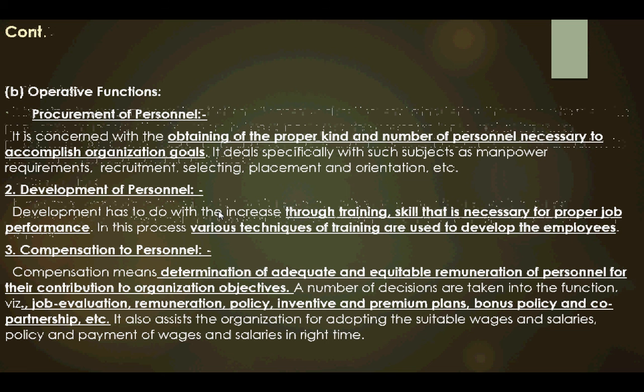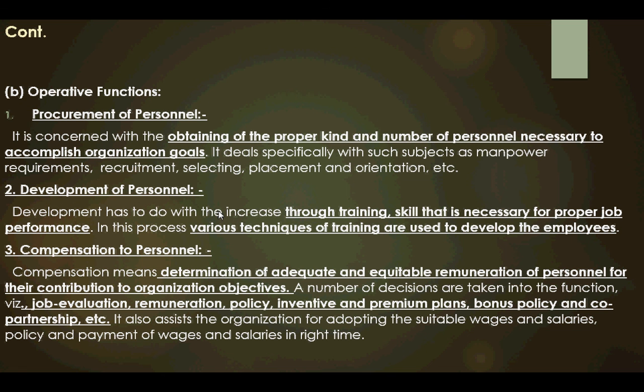Operative functions: procurement of personnel. It's concerned with obtaining the proper kind of people and number of persons necessary to accomplish organizational objectives. It deals specifically with such subjects as manpower requirement, recruitment, selection, placement, and orientation.